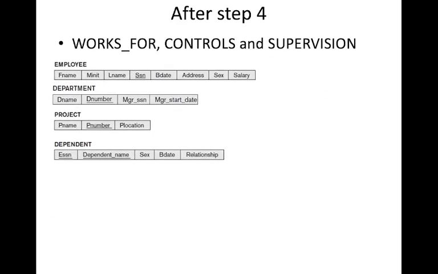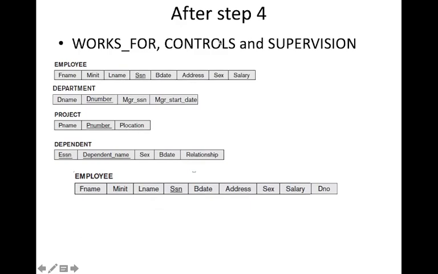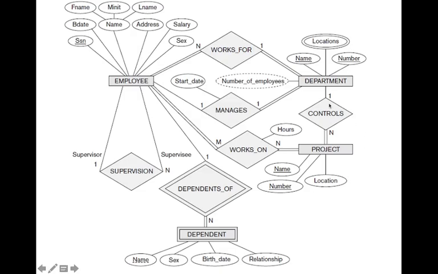Then we have the controls relation. The controls relationship is also a 1 is to n relationship. So we will see this controls. What do we have to do with the controls relationship? We have to take the n side.